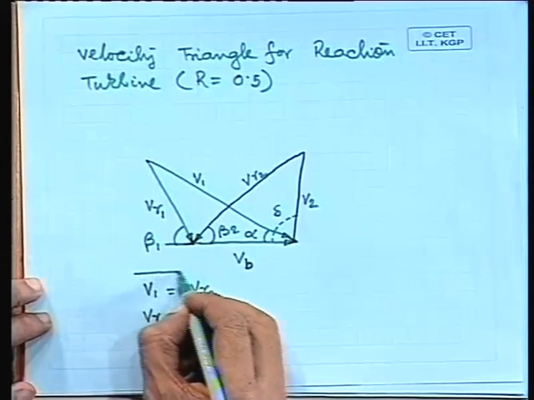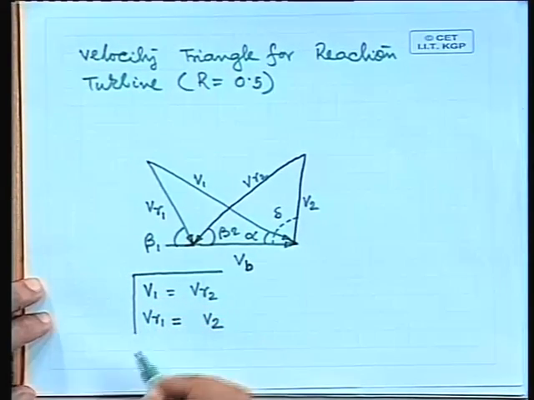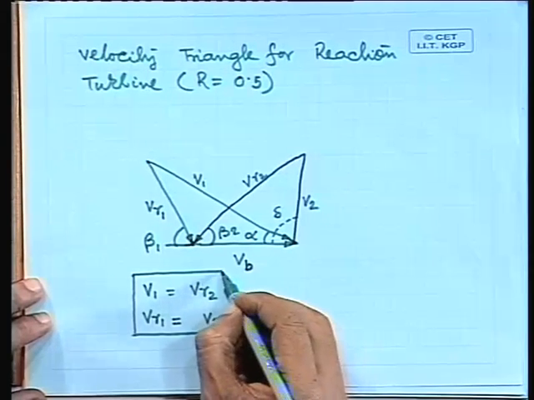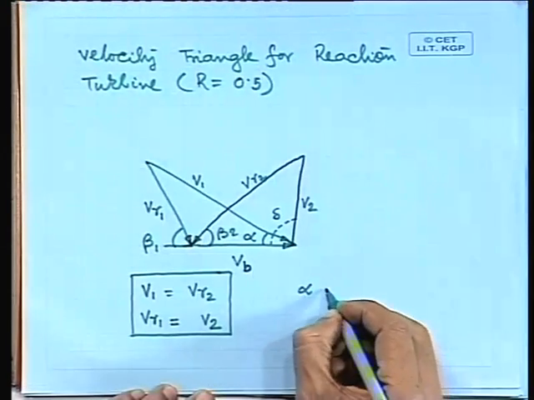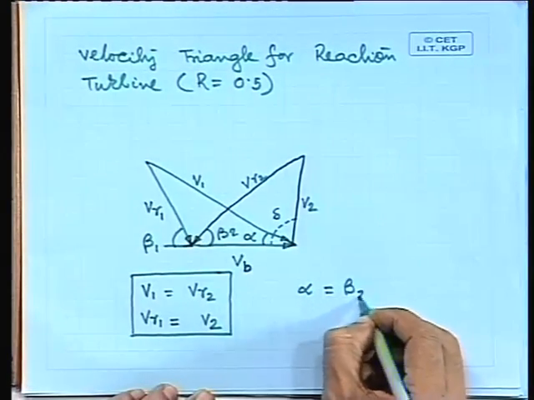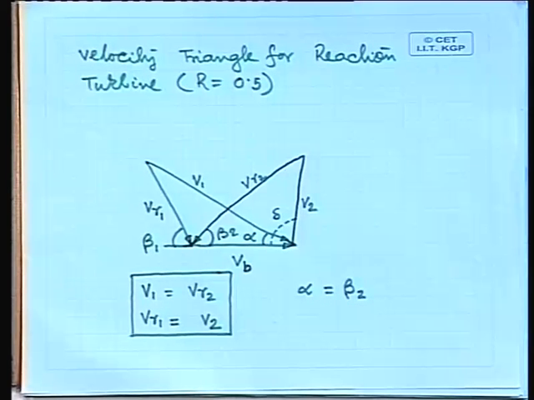So, we have to remember that this is a relationship which we do not get for all reaction turbines, but this is the relationship we get for the special case when the degree of reaction is 0.5. All right. Similarly, we will get another relationship. That relationship is also equally important, that is alpha is equal to beta 2. So, this relationship we will get.